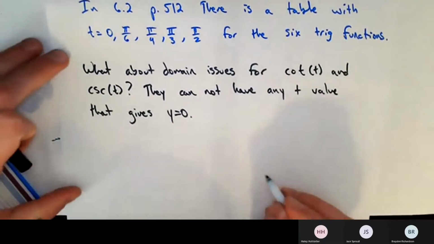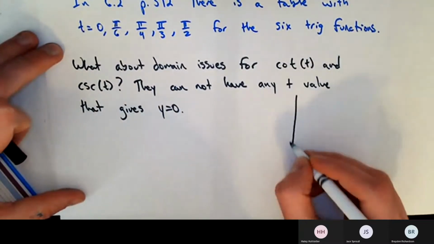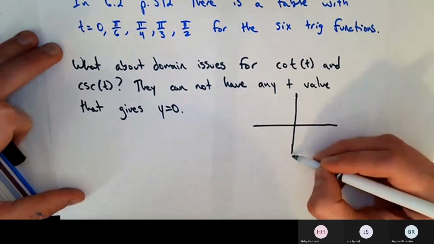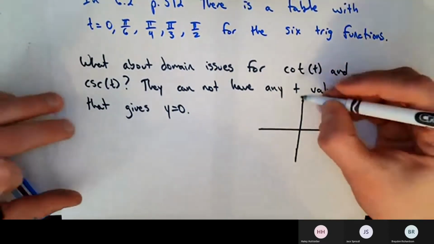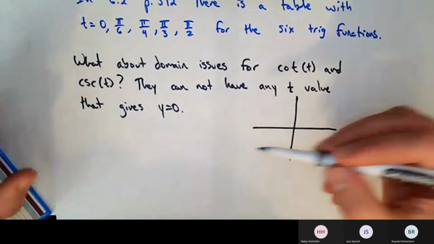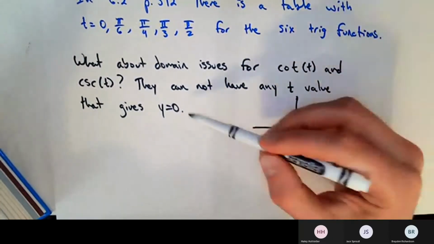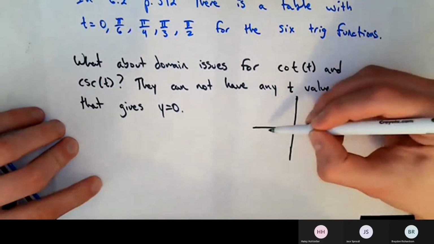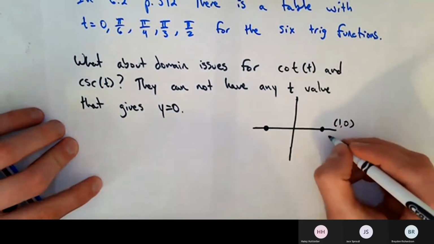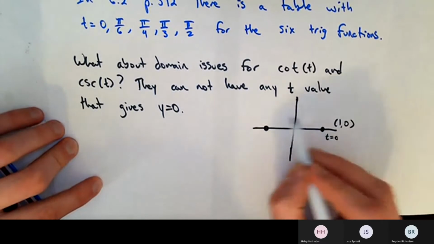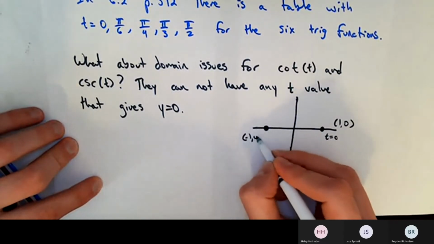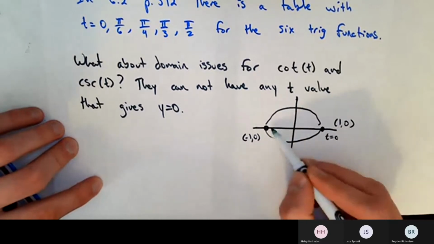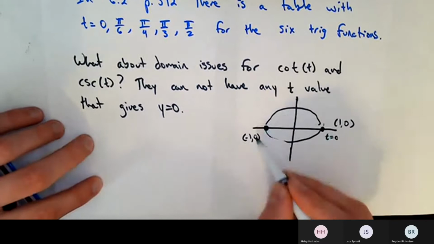What t values give y equals 0? What angles or arc lengths give, why am I saying angles or arc lengths? Because on the unit circle, they're the same thing. So what t value gives a terminal point where y is 0? Well, that's either going to be here at 1, 0, which is t equals 0, or all the way over here at -1, 0, right? On the x-axis, that's where it's going to happen, here or here. Or any other combination.